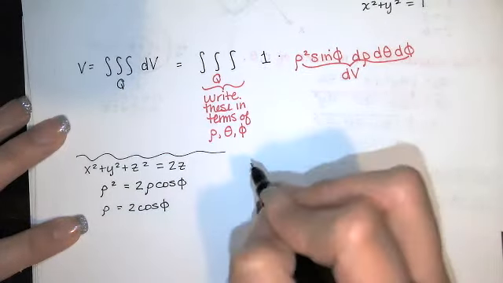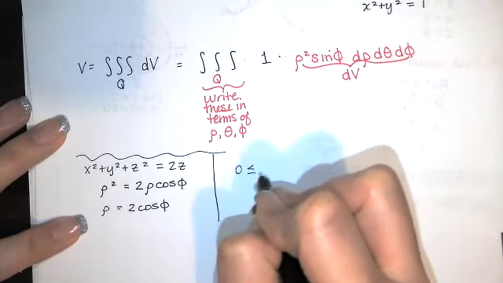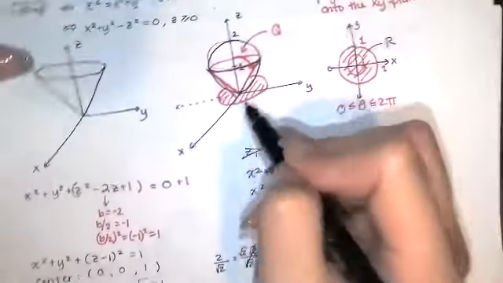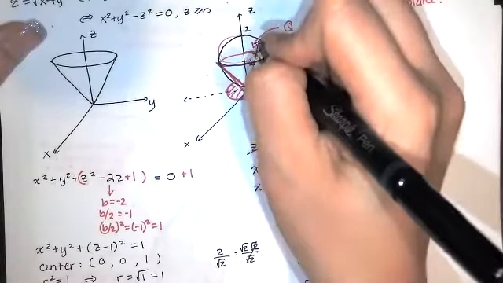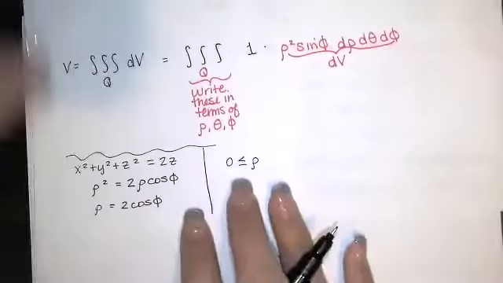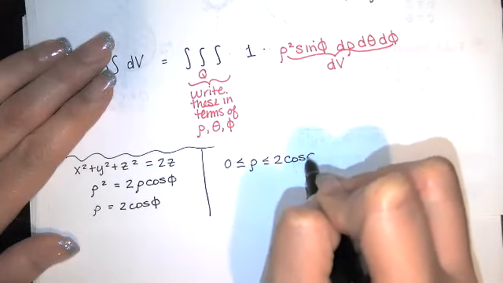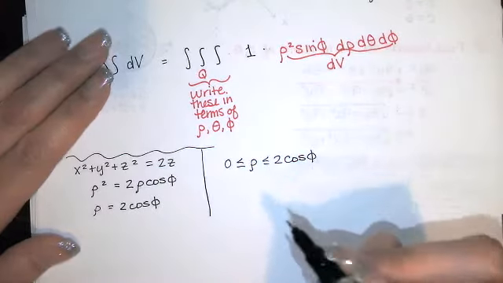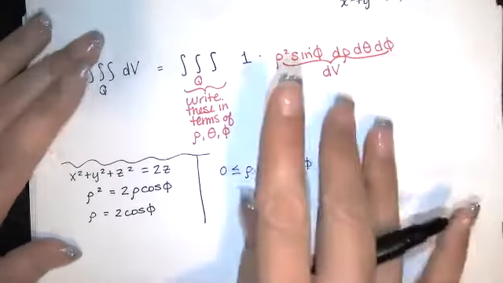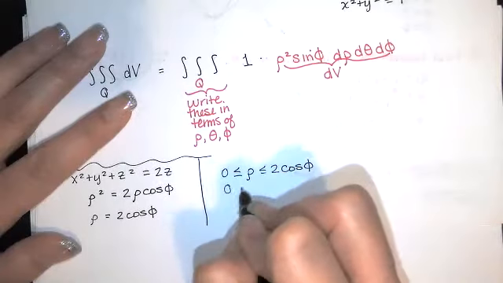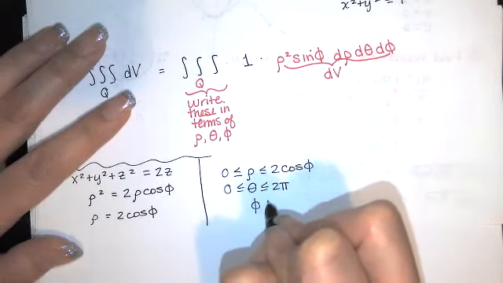So now you're thinking, what are my bounds for rho? Well, rho equals 0 is part of our surface, and then we go out to that sphere. So rho goes from here to here, from 0 to 2 cosine of phi. That means we have to integrate with respect to rho before we integrate with respect to phi. We said earlier theta goes from 0 to 2 pi because we go all the way around the xy plane. Now we need to find bounds for phi.